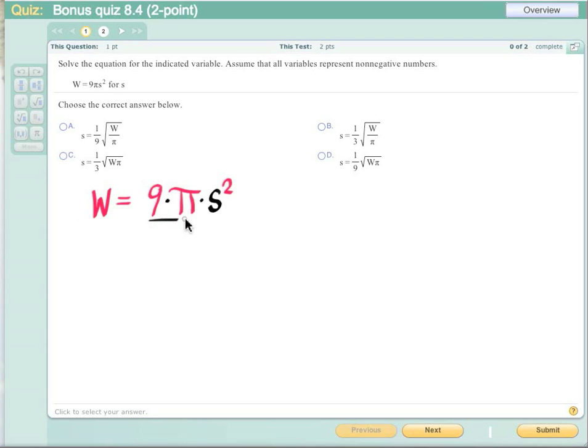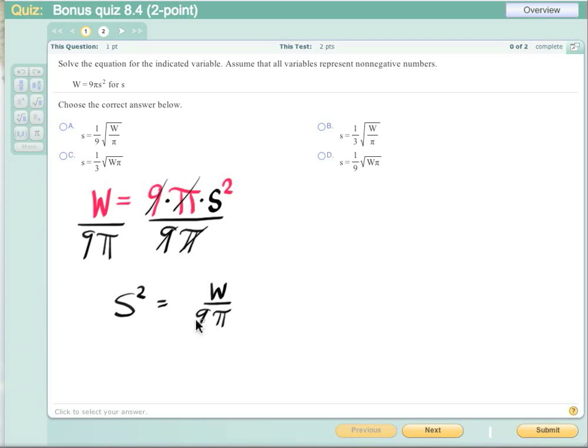What I need to do is to undo what's being done to S, and it's being multiplied by 9 pi. So the game here is to isolate S squared by dividing both sides by 9 pi. And of course, it's strikingly apparent that I do in fact isolate S squared. Now, they're asking us to solve for S though, and not S squared. And so what we need to do is undo that square on S.